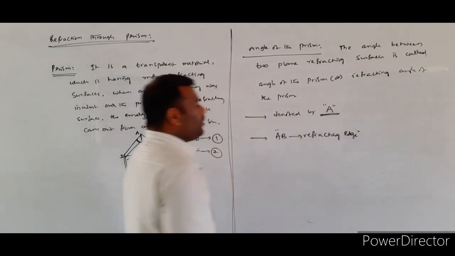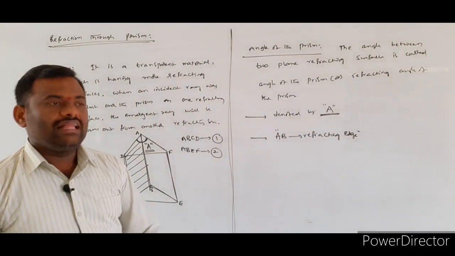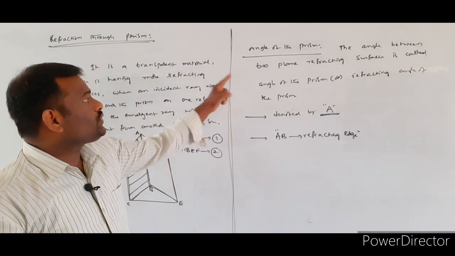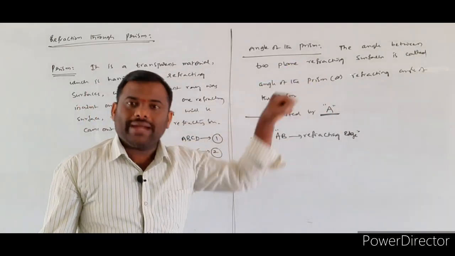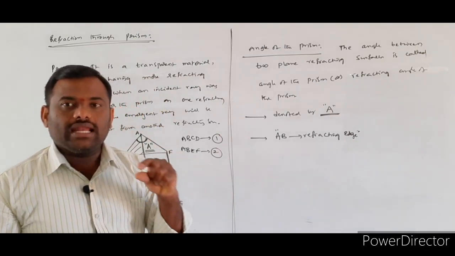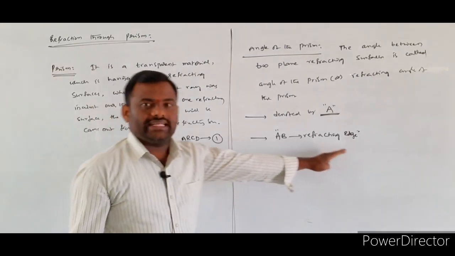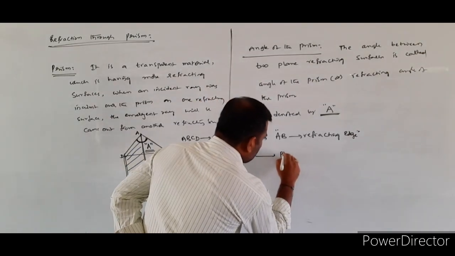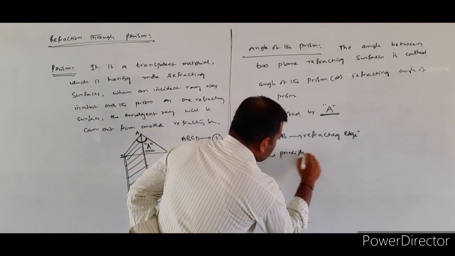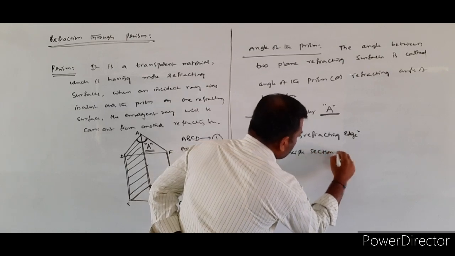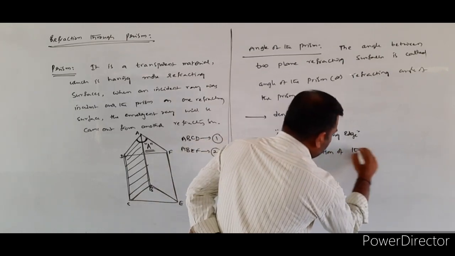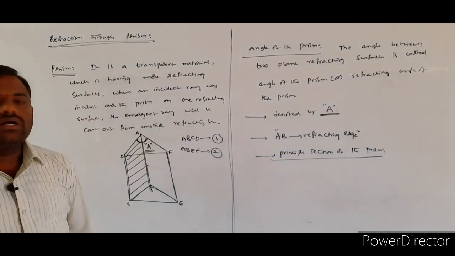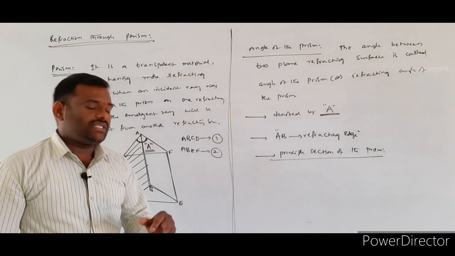So how can we define the refracting edge? Means the straight line along which these two plane refracting surfaces will be met together. Such a type of vertical line we are calling as what? Refracting edge. Next, another definition. Principal section of the prism. How can we define the principal section of the prism?